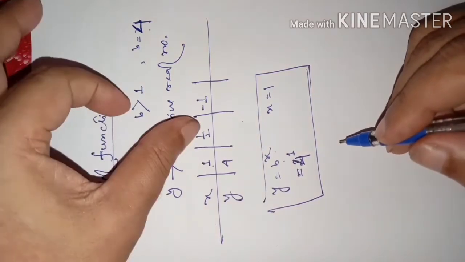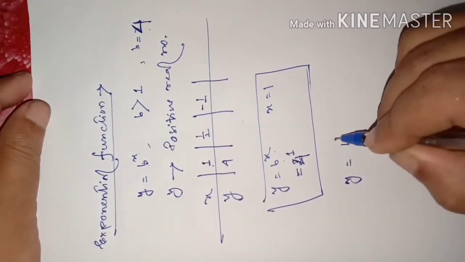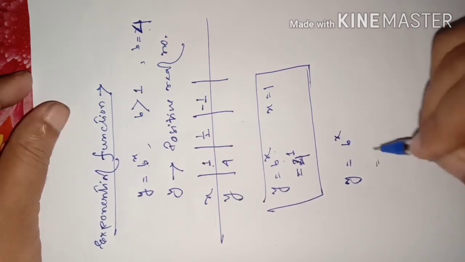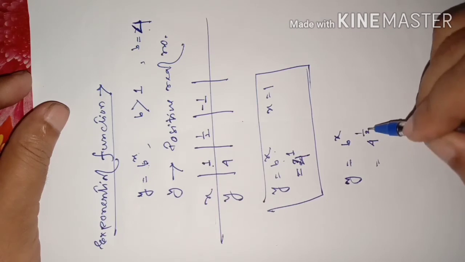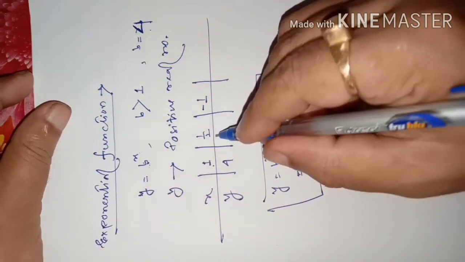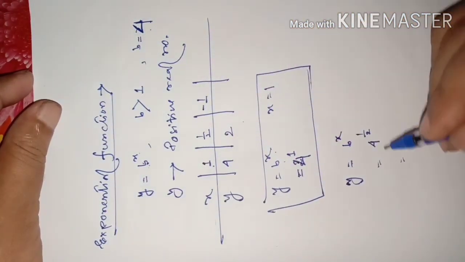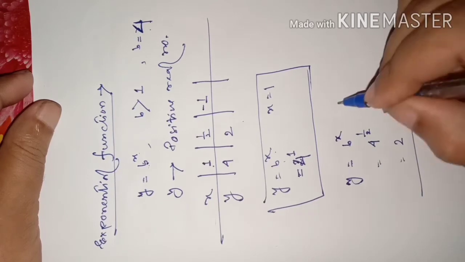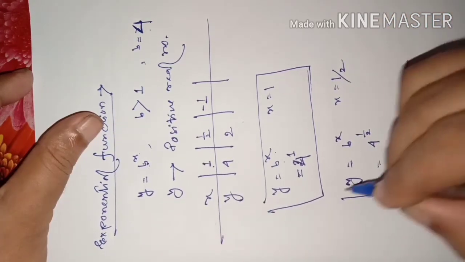If I take x equal to half, then what will it be? y is equal to b to the power of x. So b is 4. 4 to the power of x, which is half, 1 by 2, that is the square root of 4, which is equal to 2. So that means when we take x equal to 1 half, then y will be equal to 2.